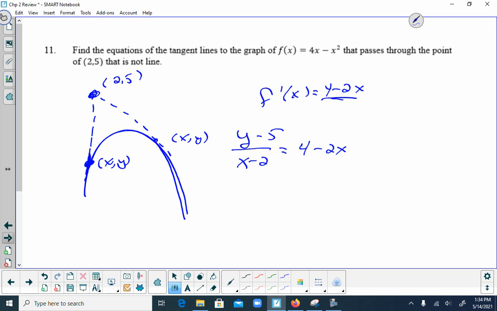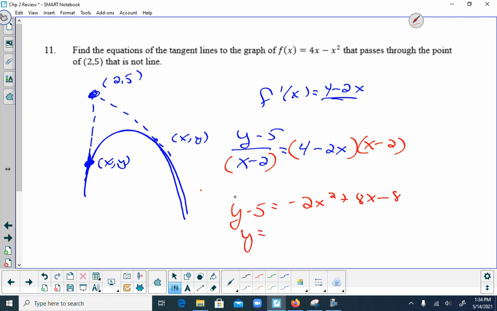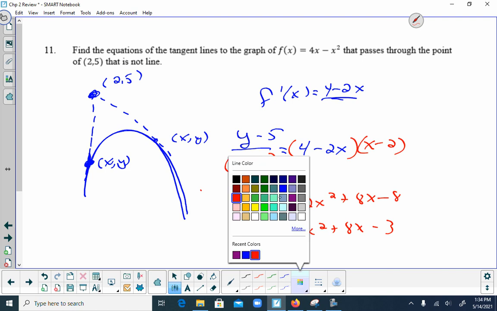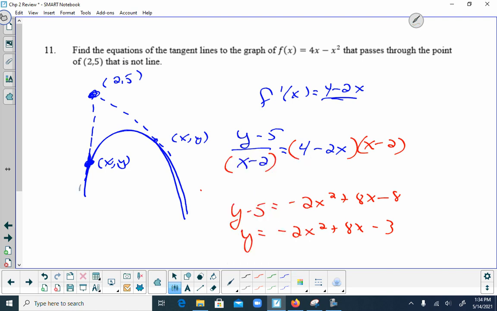So when I do this, I am going to multiply both sides by x minus 2 to get that x minus 2 out of the denominator. I'm going to have y minus 5 is equal to, and when I FOIL this, I get -2x squared plus 8x minus 8. Set it equal to y, so I'm going to add 5. Add 5 minus 3. All right, so what that means is I have this other parabola, which I'm going to draw very poorly, that goes like this, that goes through those two points.